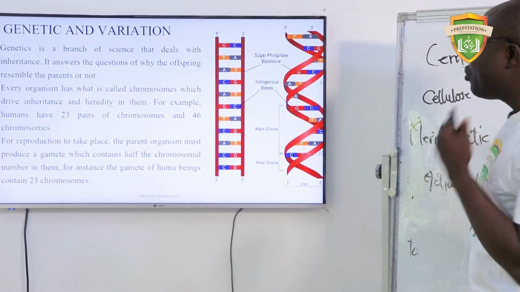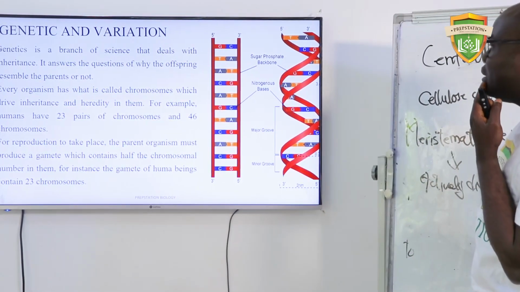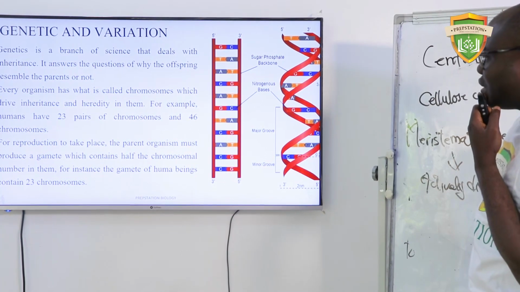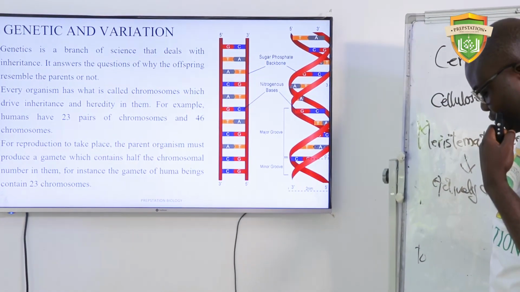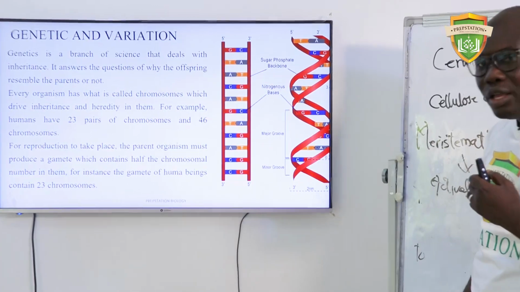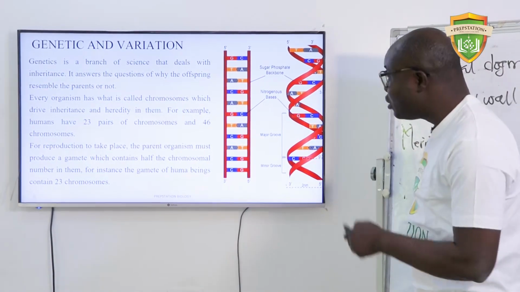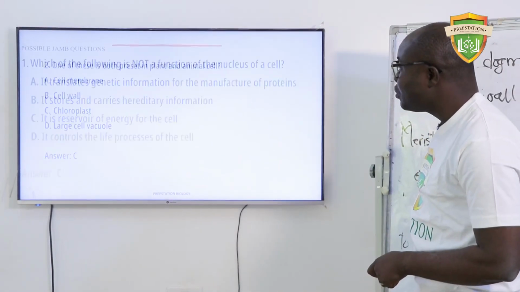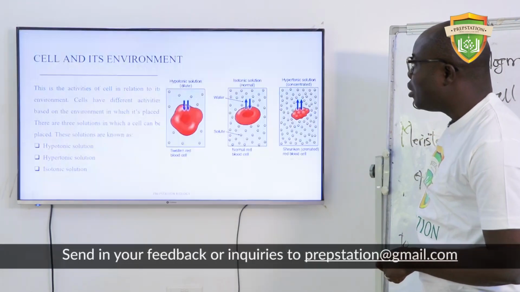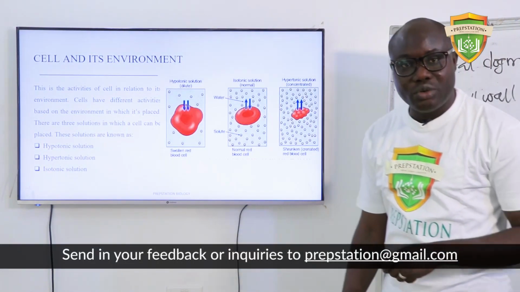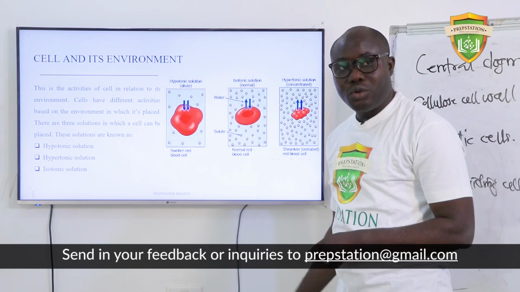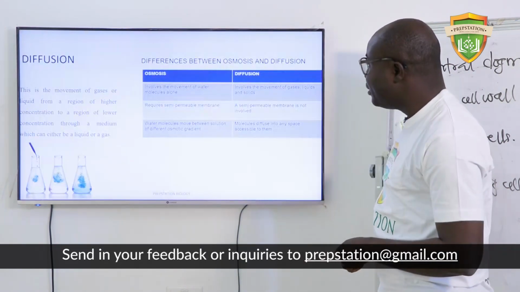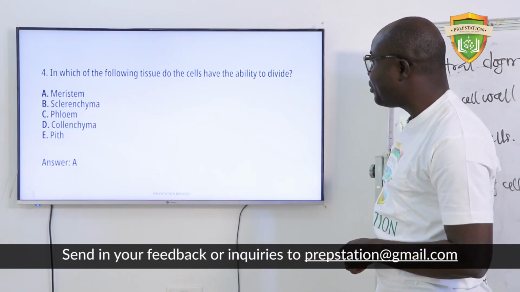Okay, so we move to genetics and variation. Genetics and variation. I hope what we have done concerning the cell and its environment is clear to everybody. So we can move to genetics and variation now.